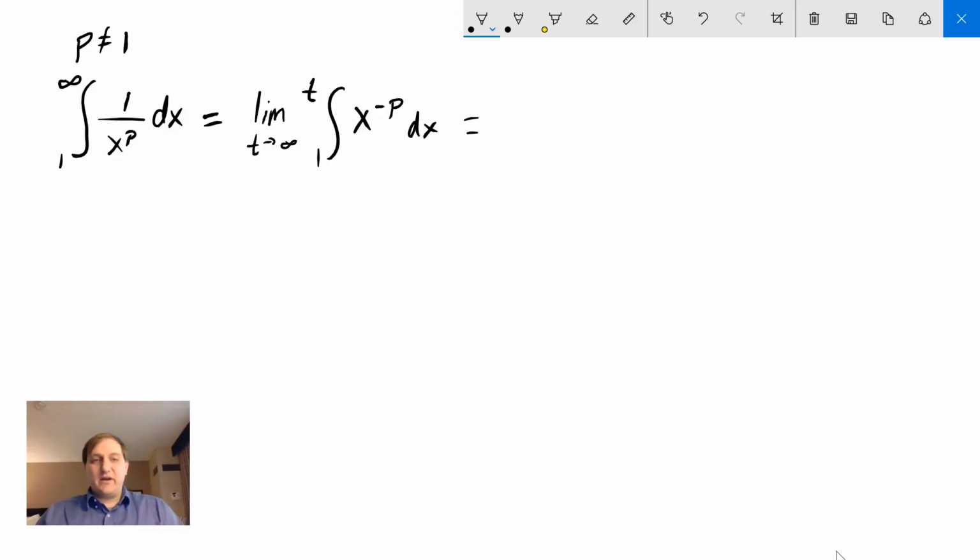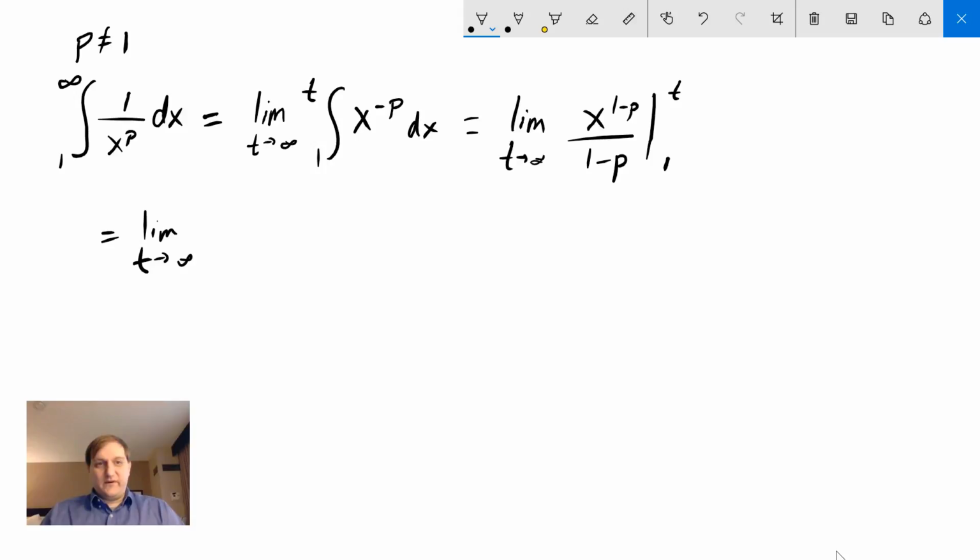The rule for integrating a power function is that you add 1 to the exponent and then you divide by the new exponent. So this is the limit as t goes to infinity of x to the 1 minus p divided by 1 minus p, evaluated from 1 to t. So this is the limit as t goes to infinity of t to the 1 minus p over 1 minus p, minus 1 over 1 minus p.